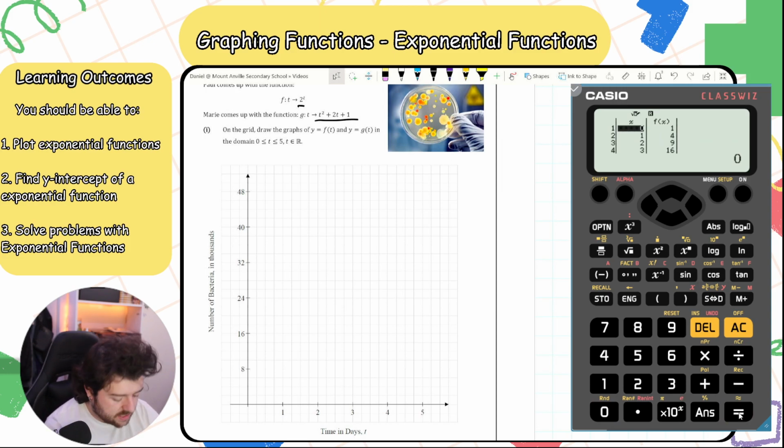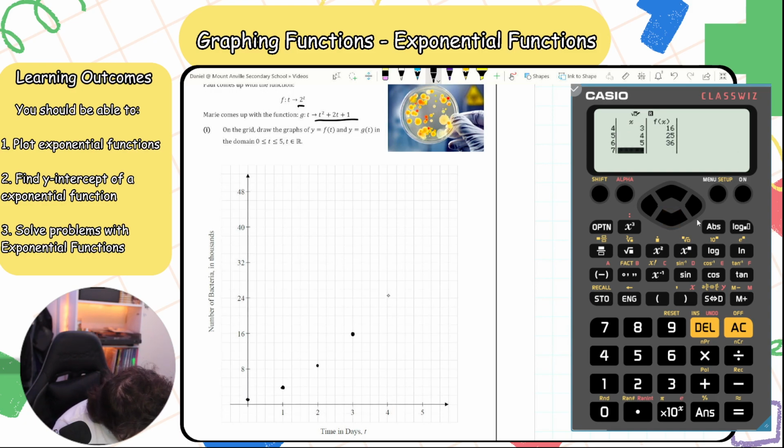Here are my points. I start off with 0, 1. So 2, 4, 6, 8, so it's going up in 2s. So 0, 1 is there. 1, 4 is here. 2, 9 is here. 3, 16 is here. And then 4, 25, which is here. And 5, 36, which is here, I think.